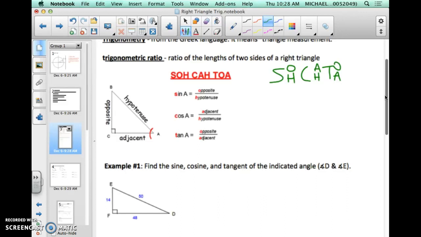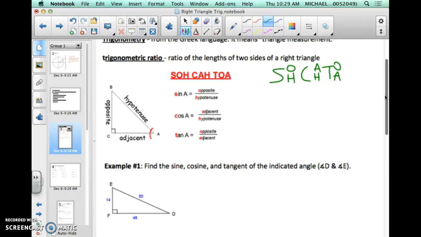And then the ratios that exist within each trig function exist with the O and the H, the A and the H, or the O and the A. They stand for opposite over hypotenuse. So if we're dealing with the sine of a given angle, sine goes with the opposite over the hypotenuse. That's what SOH is of the acronym. Then cosine, or CAH within the acronym, is adjacent over hypotenuse. And then tangent, the trig function tangent, is TOA in the acronym, and it stands for opposite over adjacent.